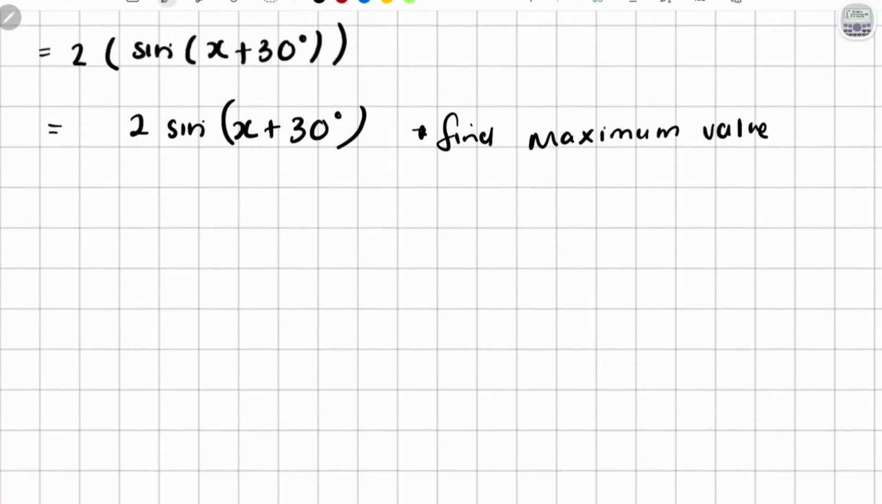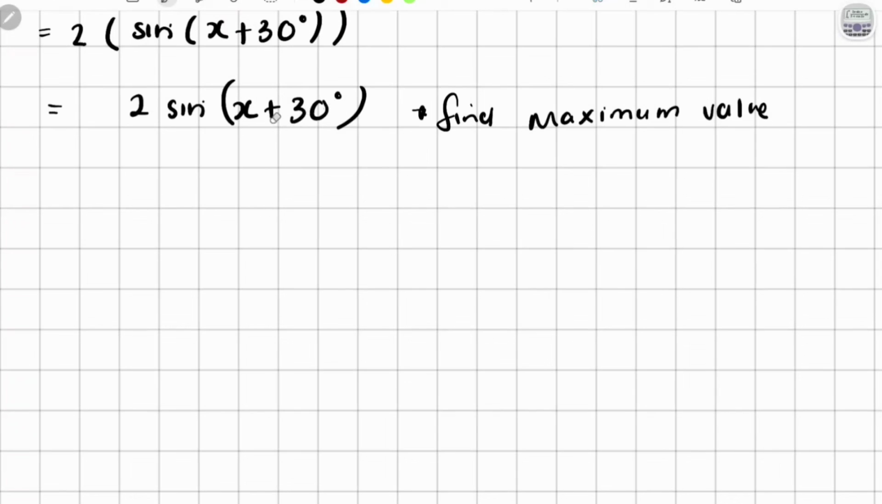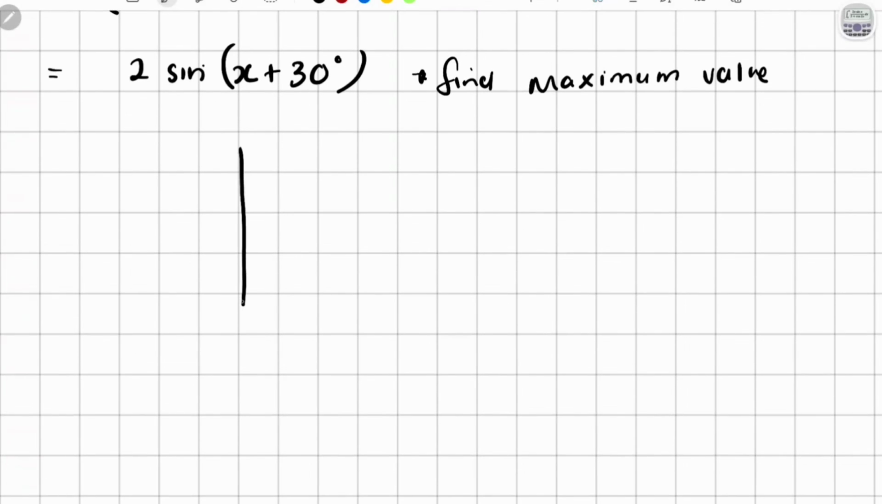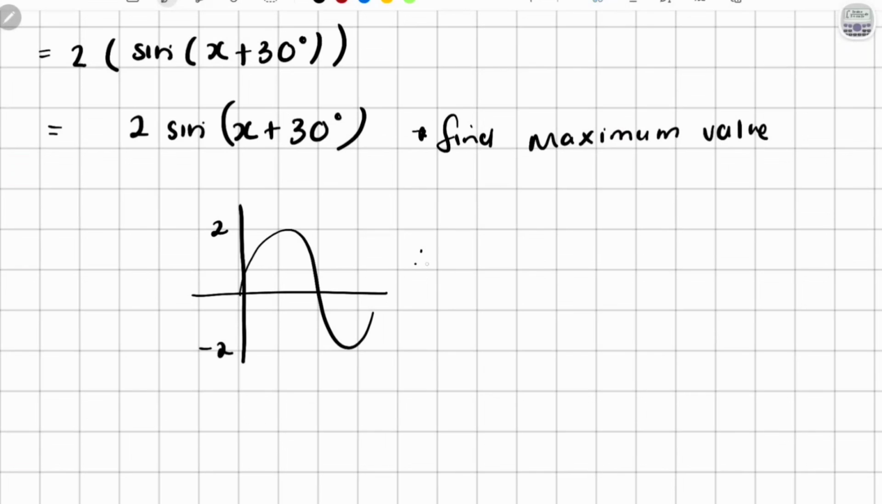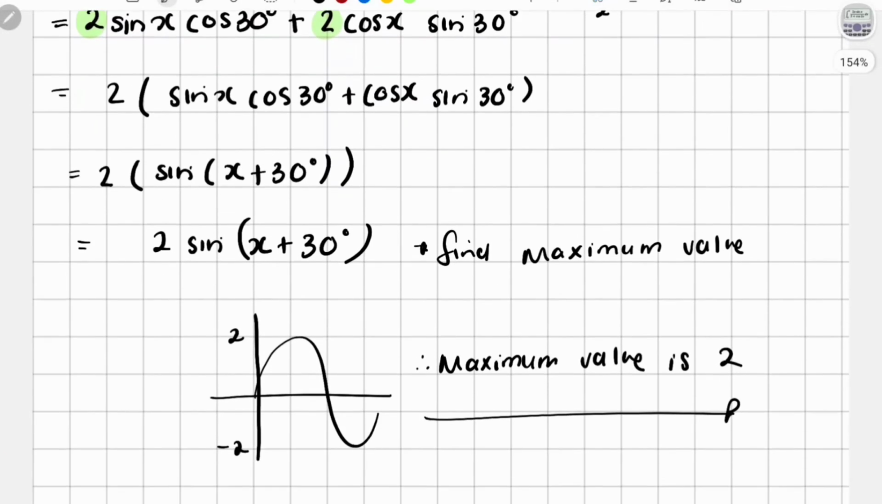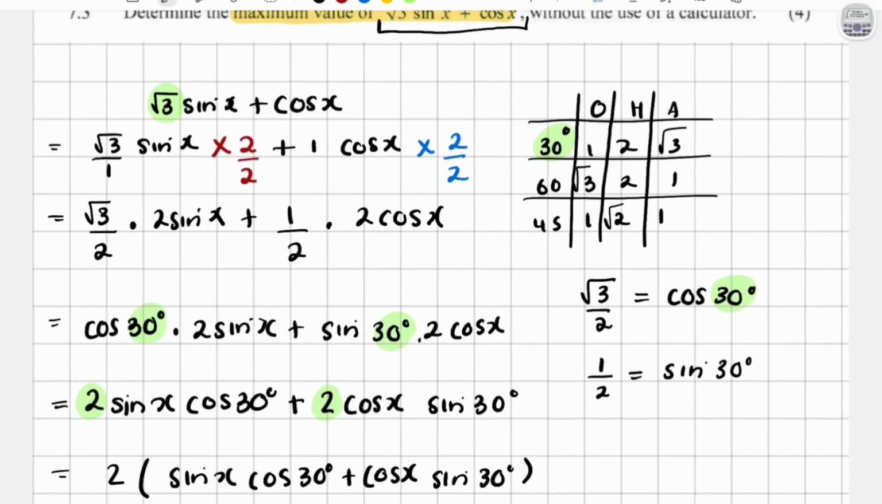As you can see, this is a sine graph. It has been shifted 30 degrees to the left because it's saying plus 30. Plus, when it has to do with x, is left. Minus is right. But do you see now that the coefficient of sine is 2? So it means that if you had your sine graph, the highest it will reach is 2 and the lowest it will reach is negative 2. So do you see now that the maximum value of this graph is 2? And that's our answer.